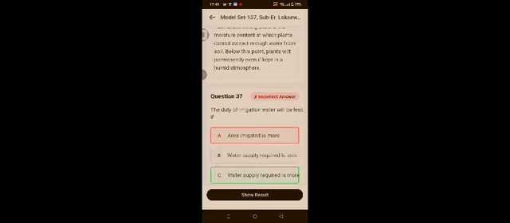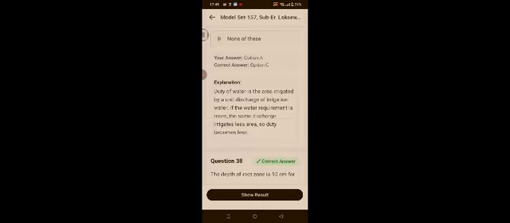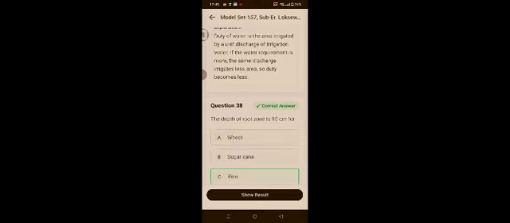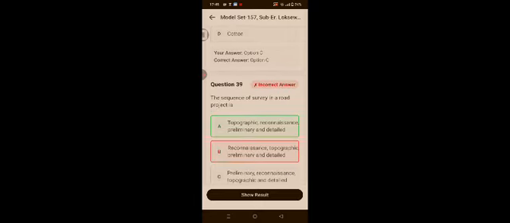The duty of the irrigation water will be less if the water supply required is more. Duty of water is the area irrigated by the unit discharge of the irrigation water. If the water required is more, the same discharge irrigates less area, so duty becomes less. Depth of root zone 90 is for rice.